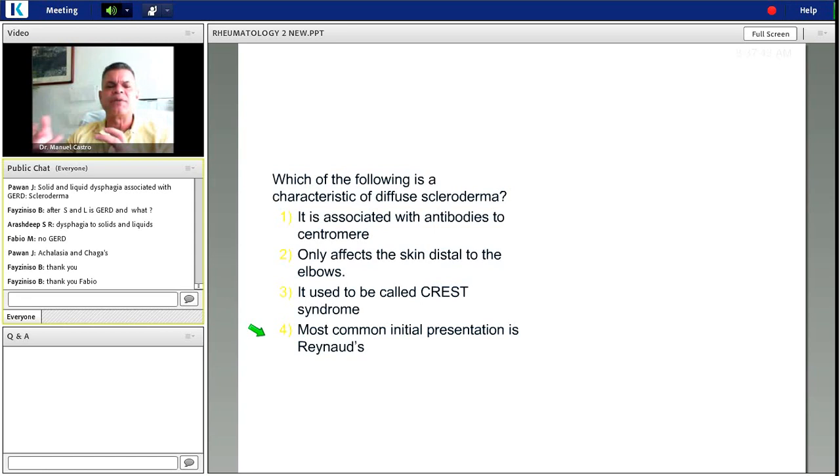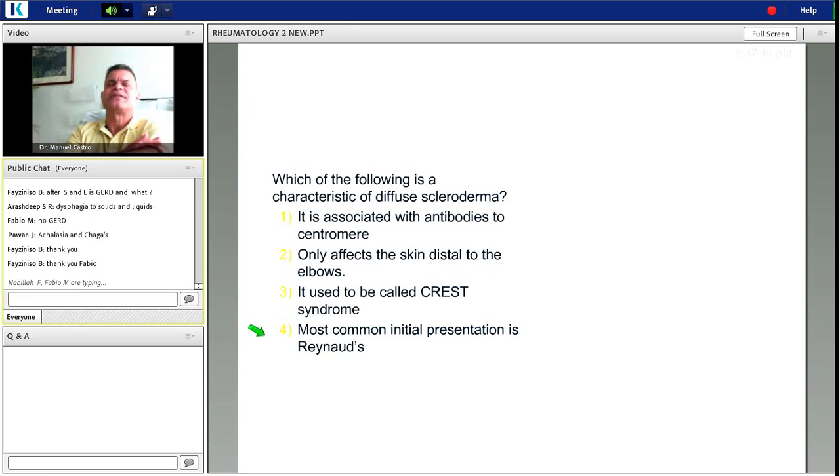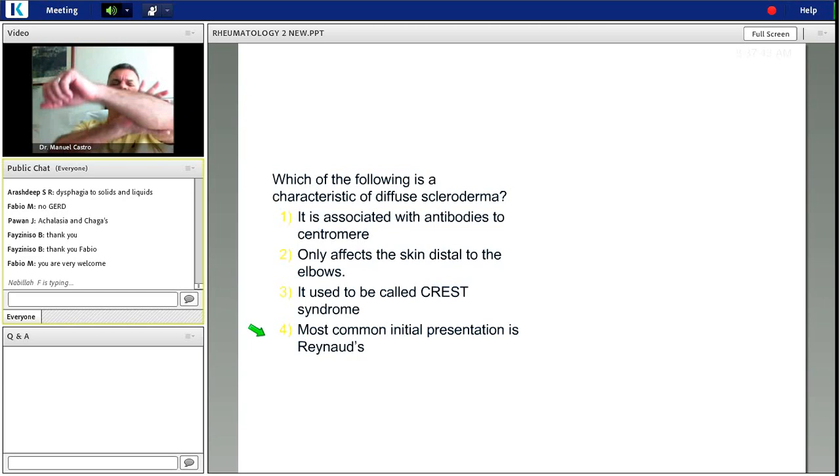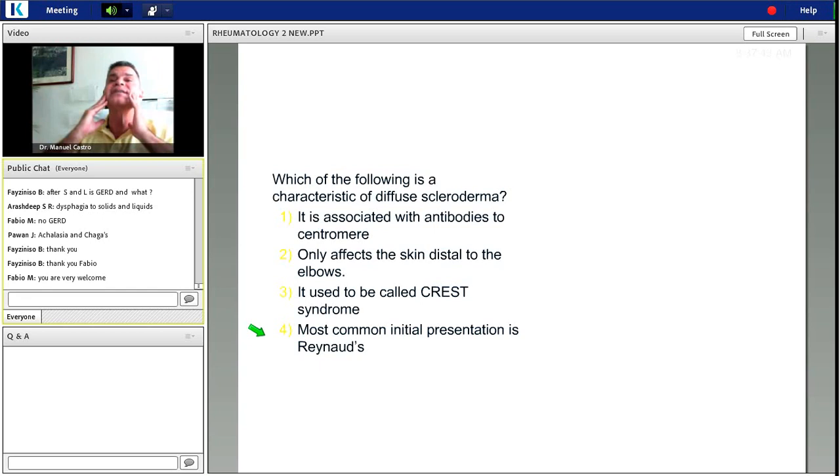So how do we divide scleroderma? Based on where the skin is affected. If the skin is affected distal to the elbow, this area, or distal to the knee, and the face, it is called limited scleroderma. If the skin is affected anywhere else in the body, the chest, the shoulders, or anywhere that is not distal to the elbow or the face, it is called diffuse scleroderma. So now, this question specifically is asking you, which of the following is a characteristic of diffuse scleroderma?